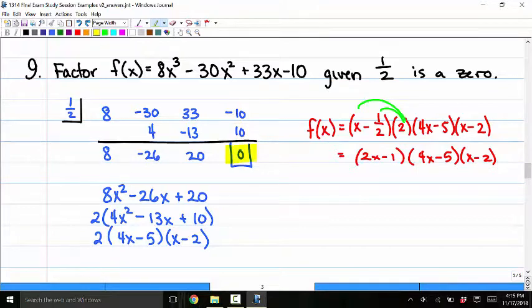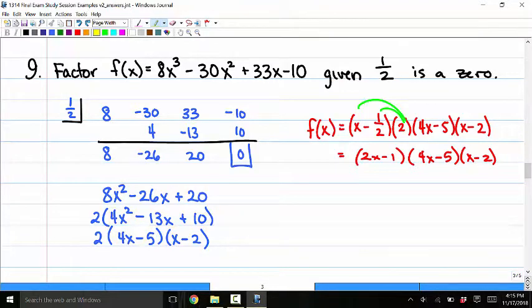Since our remainder was 0, that shows that 1/2 was indeed a zero. Now the polynomial that remains down here is going to be 8x squared minus 26x plus 20. That factors. I can factor out a 2 first, and I'm left with 4x squared minus 13x plus 10. And this factors to 4x minus 5 times x minus 2.